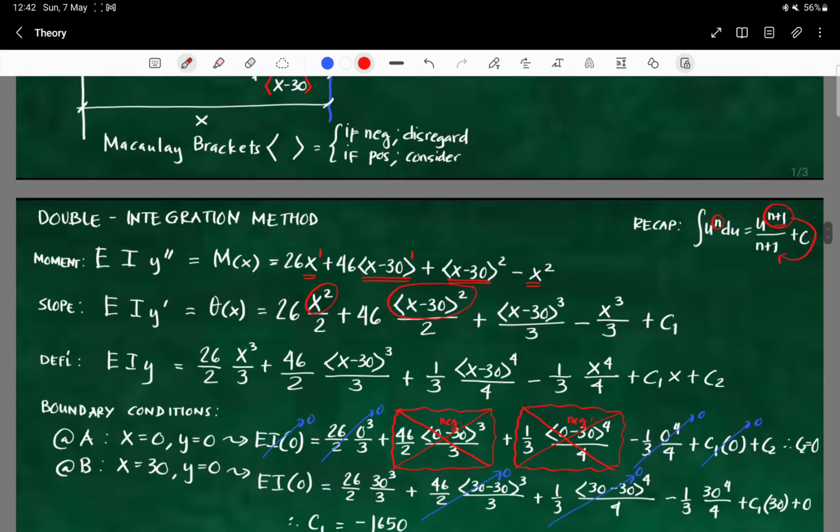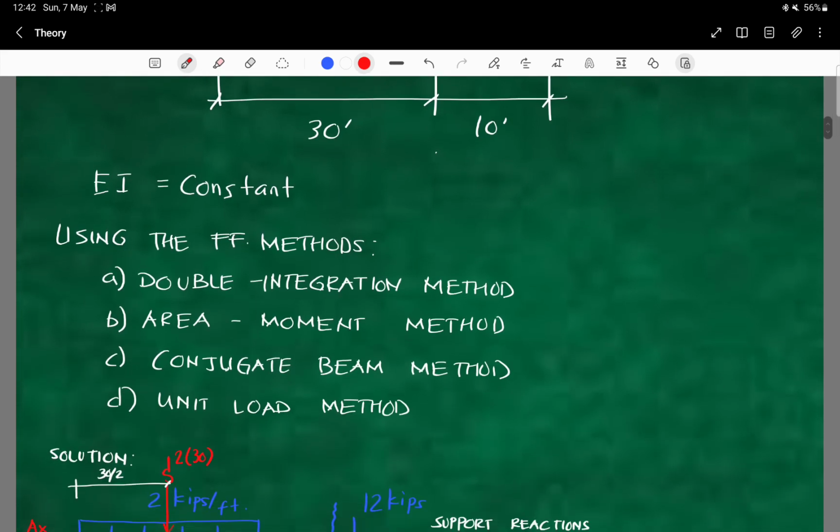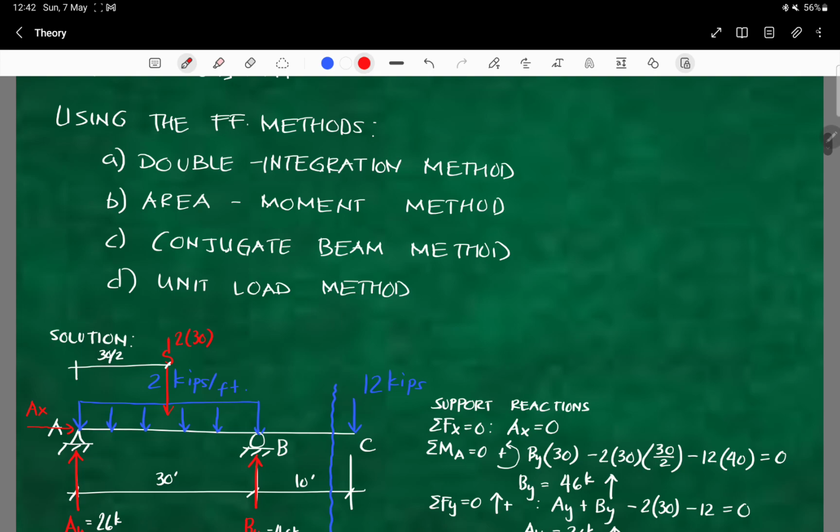In the next video, we are going to solve this problem using the area moment method. Okay, thank you.